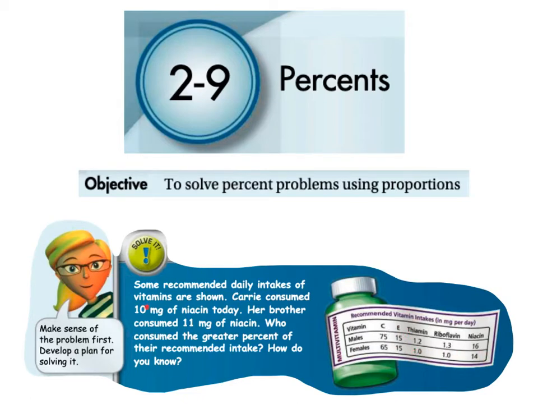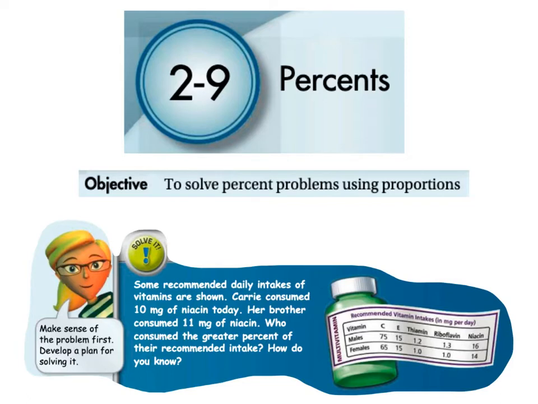So if Carrie consumes 10 milligrams of niacin today, and her brother consumes 11, then who consumed the greater percentage of what they need to take in every day? It's hard to tell because although she's taken in less, she also requires less. So we're going to use the percent proportion to figure out how to solve these problems, okay?